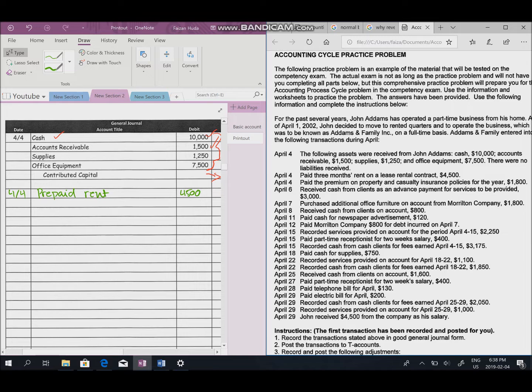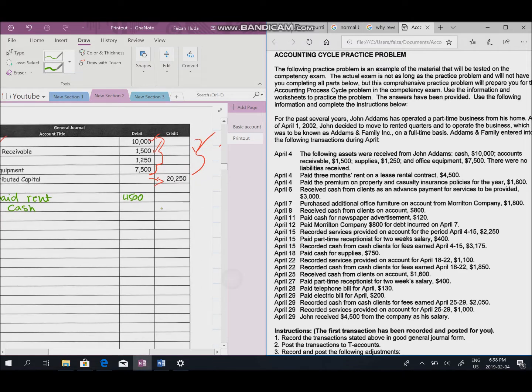When this happens, as I said before, with an asset account, you credit it and you decrease it. In order for our cash to decrease, we will credit cash for $4,500 since we paid 3 months of rent. The key word here is paid. So I'll credit cash $4,500. This is our second journal entry, April 4th, for the rent on a lease contract for $4,500.